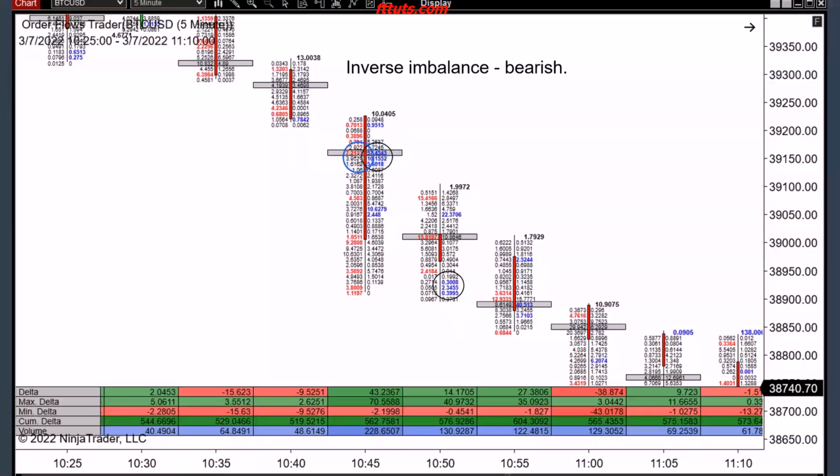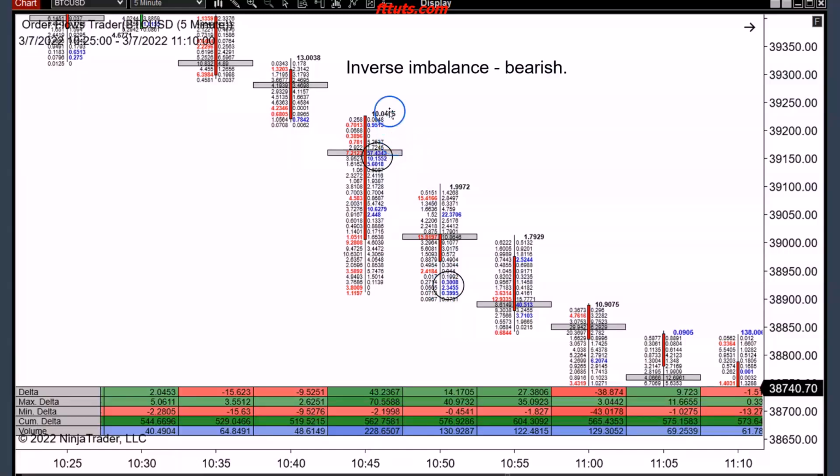Now, here's the inverse imbalance, the bearish sign, right? We are selling off, then you got supply coming in here to absorb whatever buyers there are. People want to buy. Oh, we're selling off, 39,200. Buy the dip. Well, all these people are buying the dip, 39,150. Then the market dips again. Buy the dip again, right? People are offering it out there. They're happy to sell it to them.